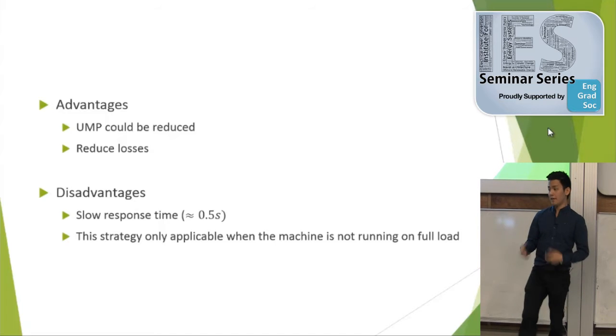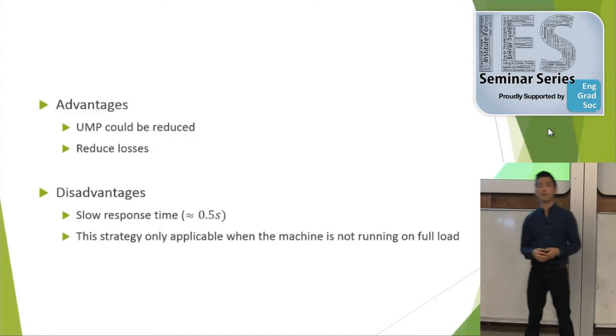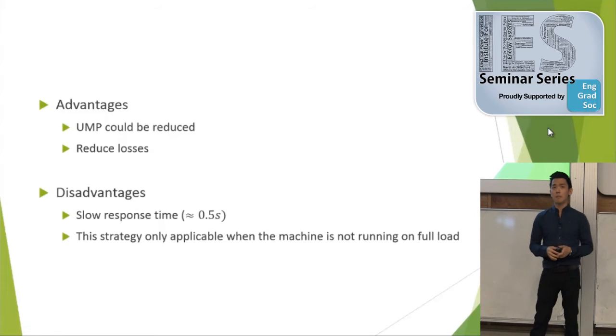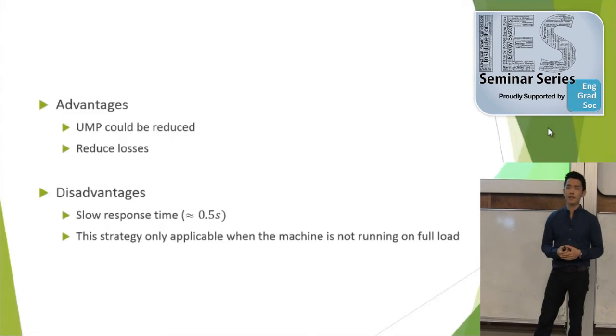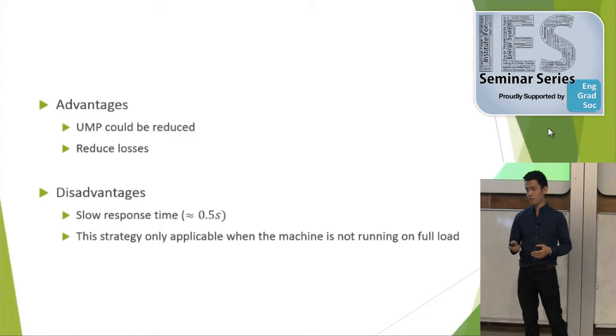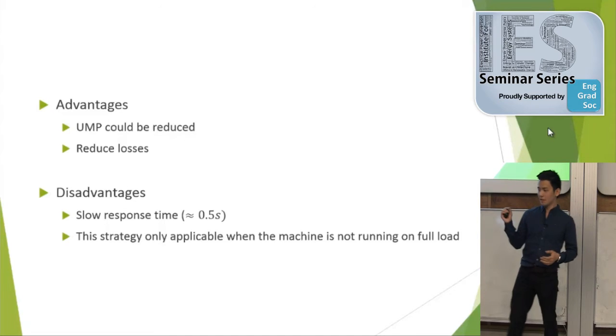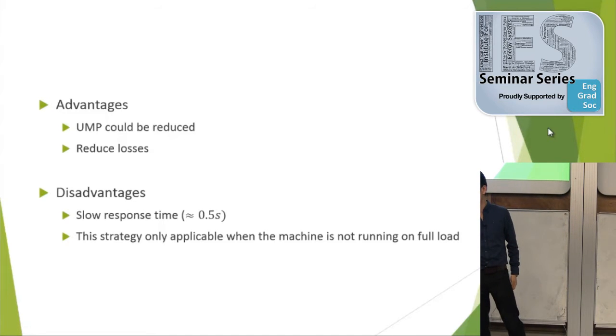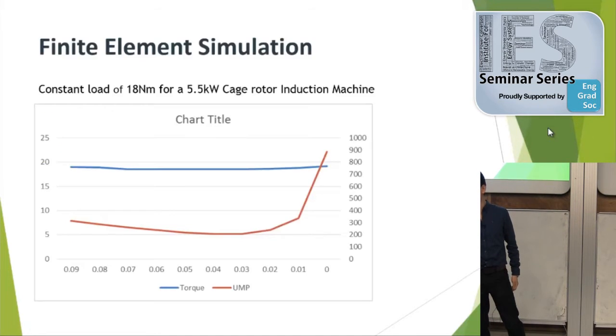That's why when the machine is running at full load, we can't really reduce the flux of the machine. However, for a renewable energy generator, most of the time the machine won't be running at full load, so it's quite good to reduce the UMP by reducing the flux.